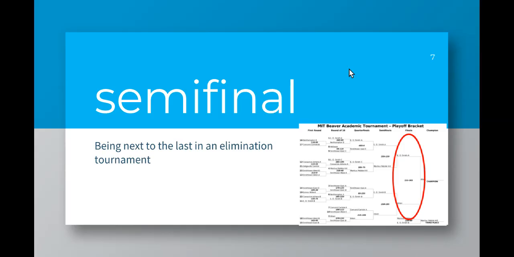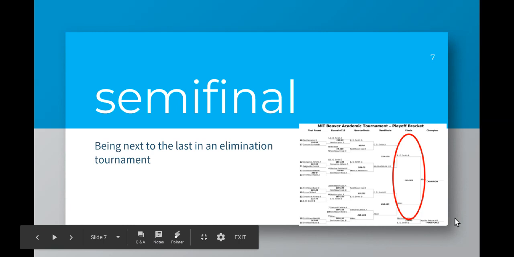Next is semifinal. This is being next to the last in an elimination tournament. So in this picture, over here would be the finals. Okay, if you make it to this round right here, you're in the semifinals. It's the next to the last round in an elimination tournament.